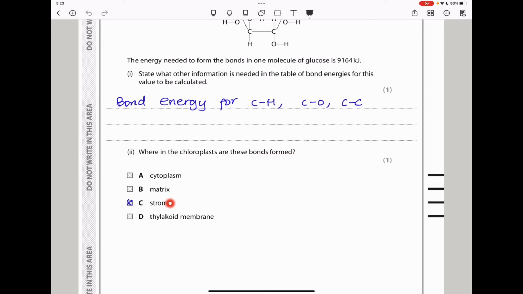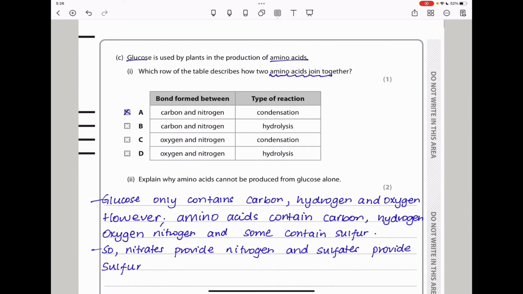The bonds are going to be formed in the stroma, because that's where the dark, or I would say the light independent reactions occur. Please do not say dark reaction, just say light independent reactions are going to occur in the stroma. So that is where glucose is going to be made. Glucose is used by plants in the production of amino acids. Which row of the table describes how amino acids join together?